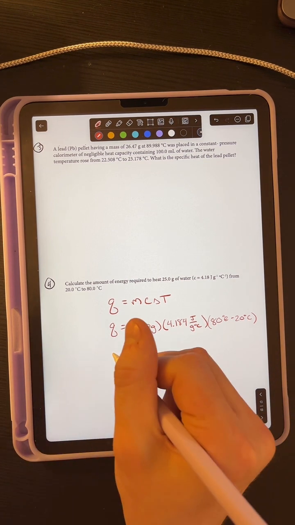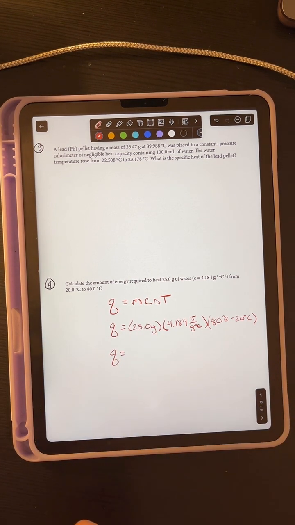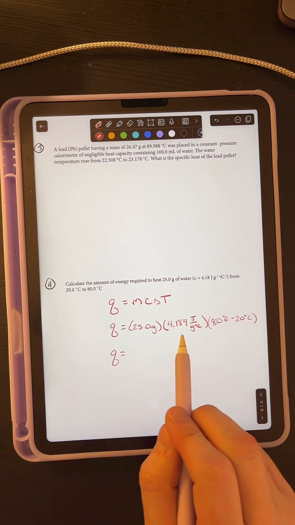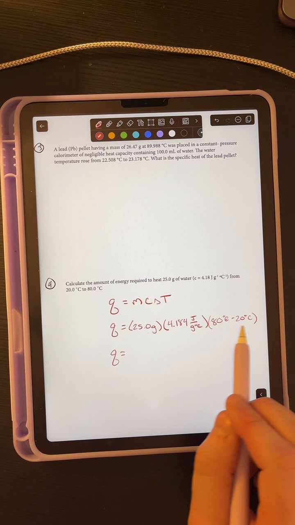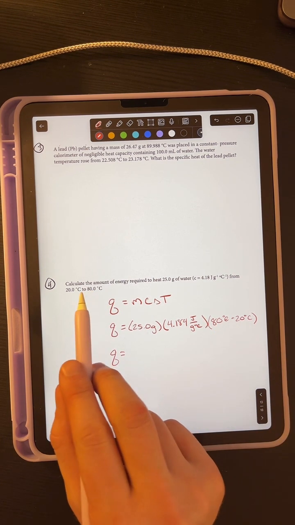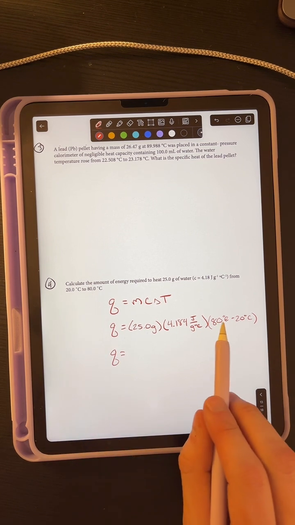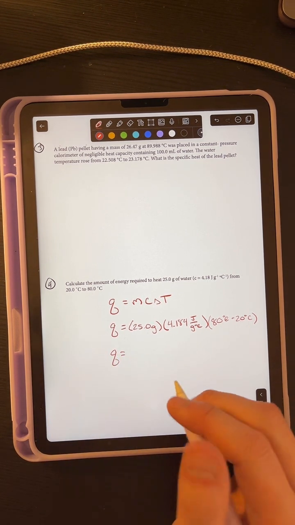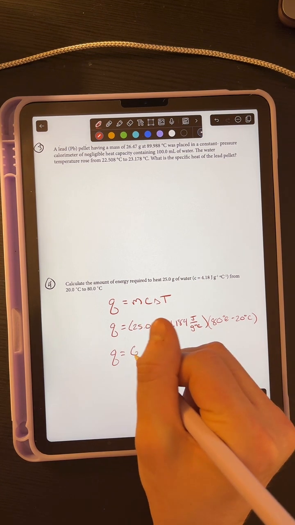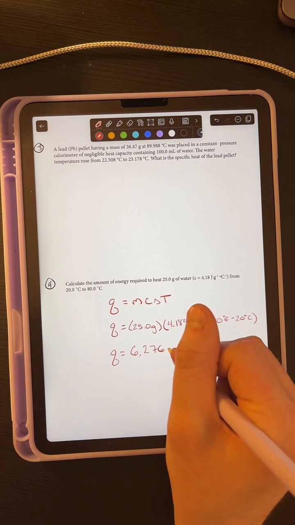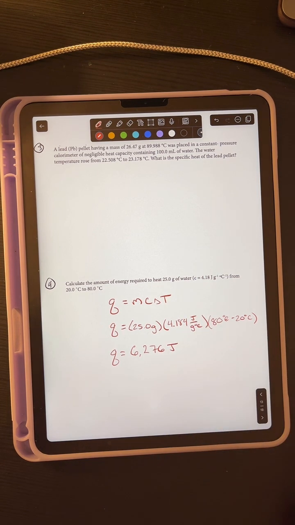Perfect. And then all we do is solve this out. We do 25 grams times 4.184 times 60 degrees Celsius, because it was final minus initial. We were going from 20 to 80, so 80 minus 20 is final minus initial. Q is going to equal, at the very end, 6,276, and that is in units of joules.